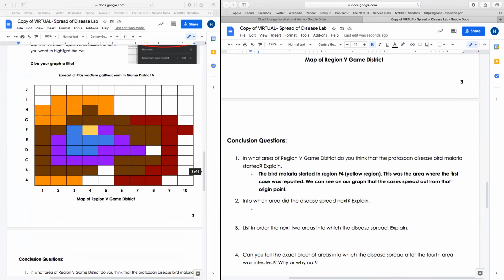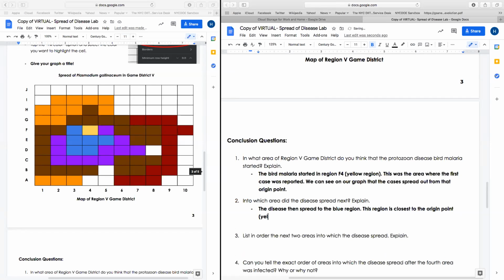Blue. And why do you say blue? If let's assume the next area was brown, it had to spread in a really weird shape. But if you look at blue, it's in the same loop, so it goes to its vicinity. Right. Ian said that it's actually pretty close to our yellow origin point, so we see that those cases continue to spread out throughout the area.